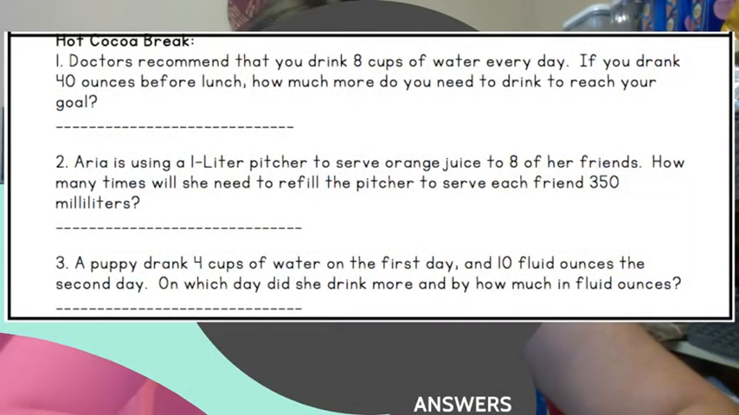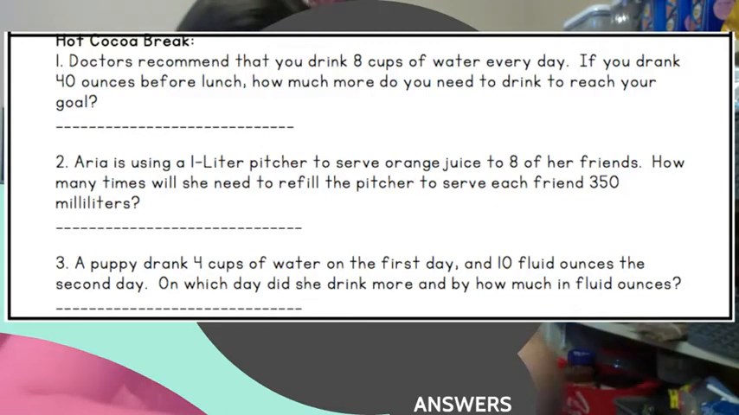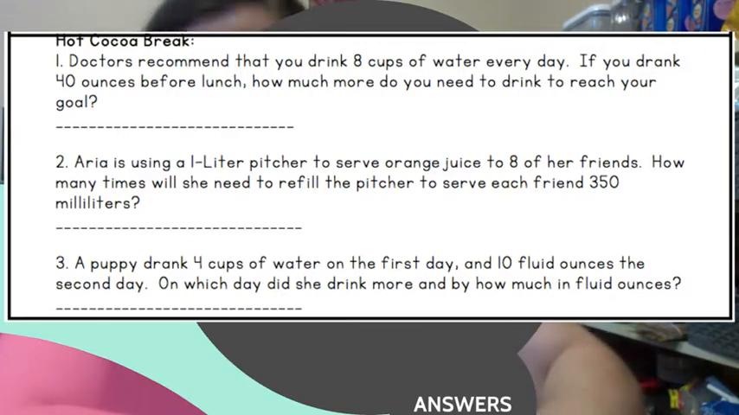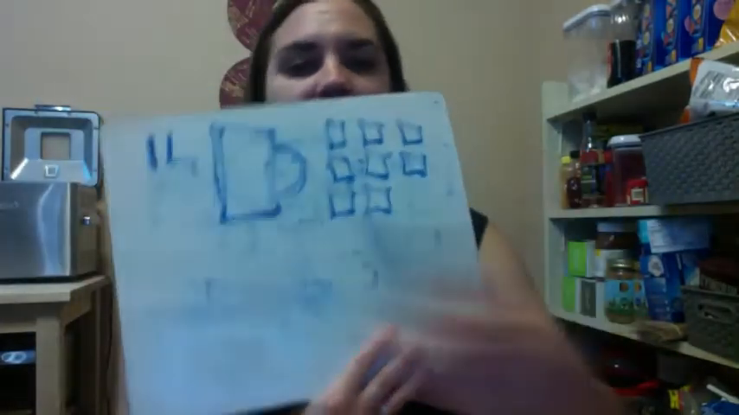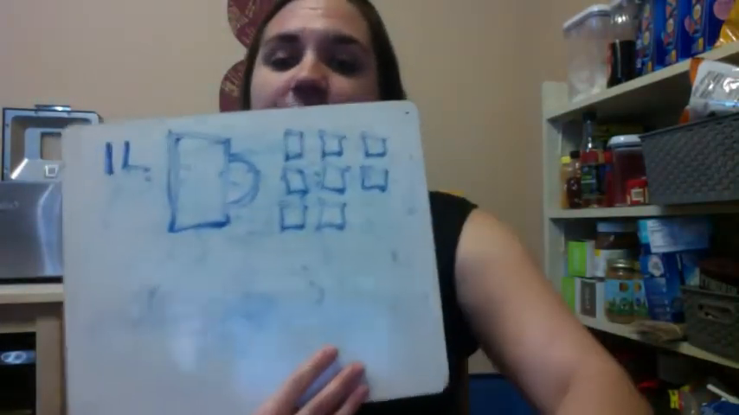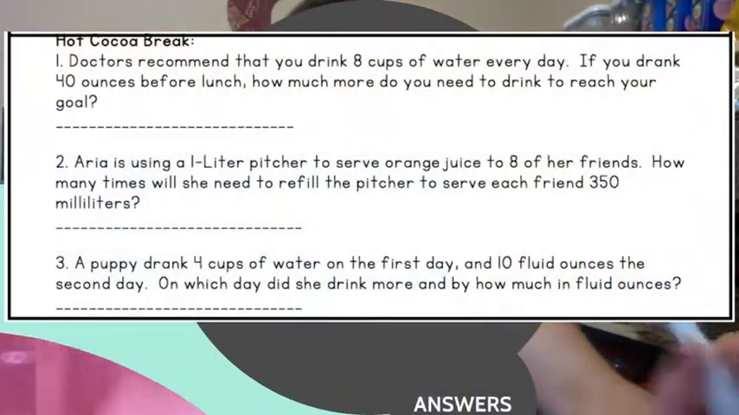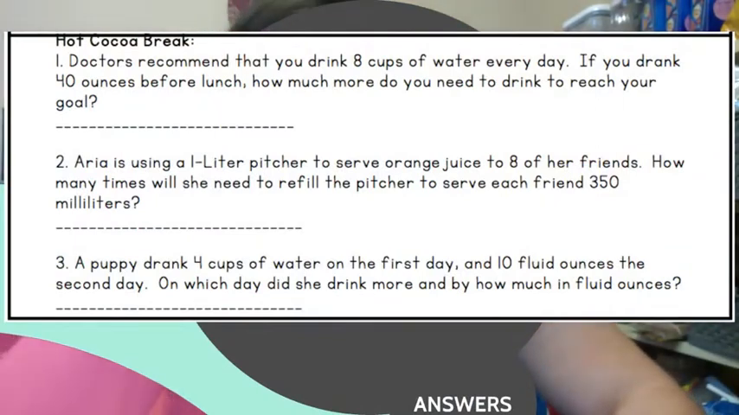Okay, so then she's giving it to 8 of her friends, I believe, right? So I know I need to draw 8 cups. So I'm just setting myself up with what I need to know before I attempt this problem. So I have a 1 liter pitcher. I need to divide this between 8 friends. How many times will she have to refill her pitcher if each friend gets 350 milliliters?